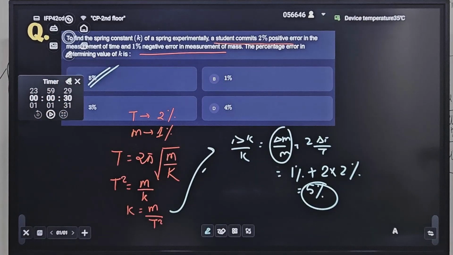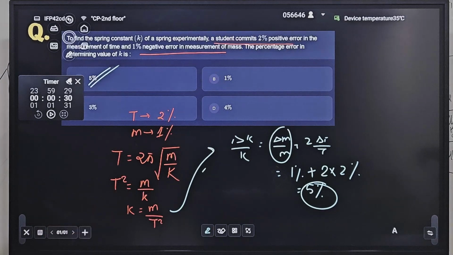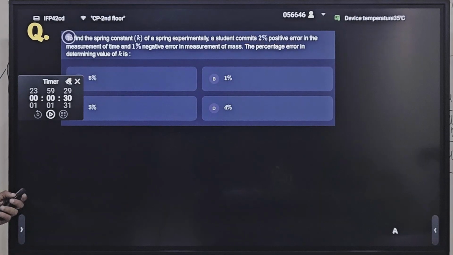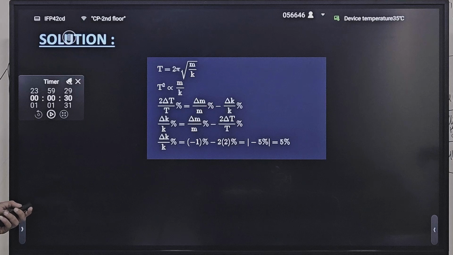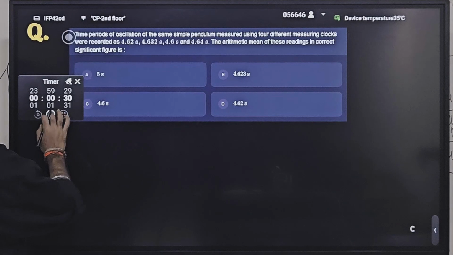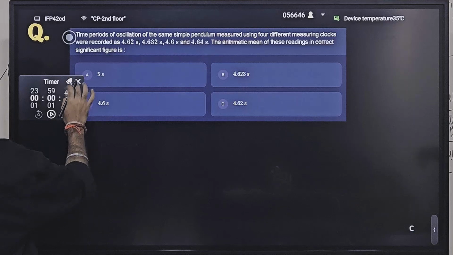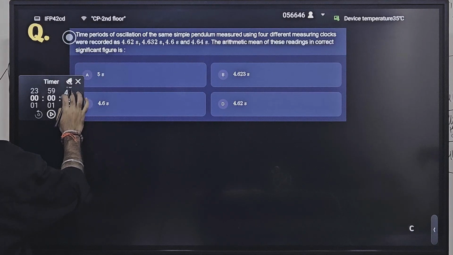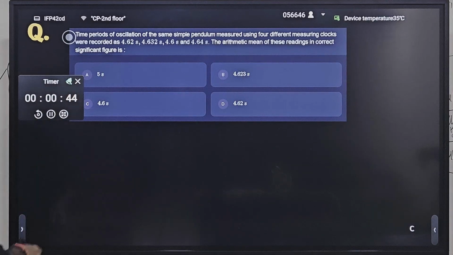Clear? Easy questions. Take a screenshot. After every question, try to check where you are making a mistake. Then only you can learn it. A little bit of calculation is needed, that's why I'm giving you 45 seconds. Solve this question.